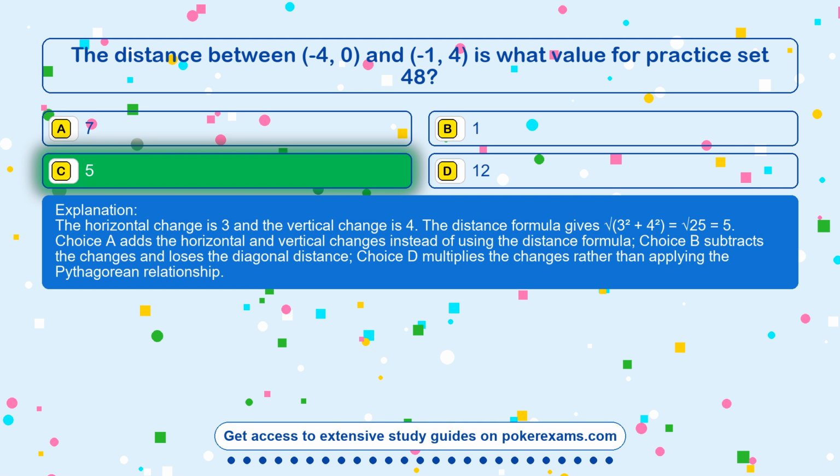Choice A adds the horizontal and vertical changes instead of using the distance formula. Choice B subtracts the changes and loses the diagonal distance. Choice D multiplies the changes rather than applying the Pythagorean relationship.